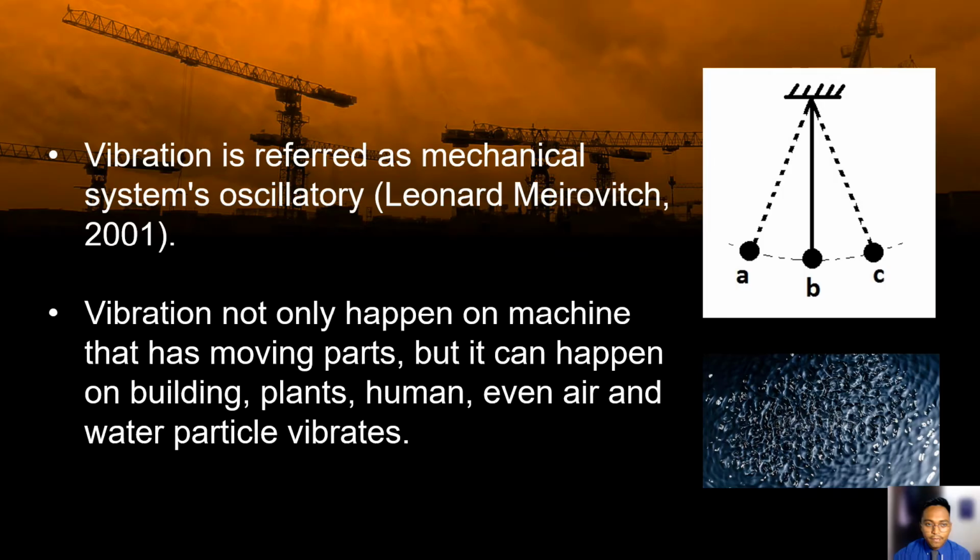For the introduction, vibration is referred to as a mechanical system's oscillatory motion. In a simple way, this is how vibration is defined: the oscillation of this pendulum from point B to point A and point C. Vibration not only happens in machines, but can happen in everything, including buildings, plants, humans, and even air and water particles vibrate. This is an example of water vibration.